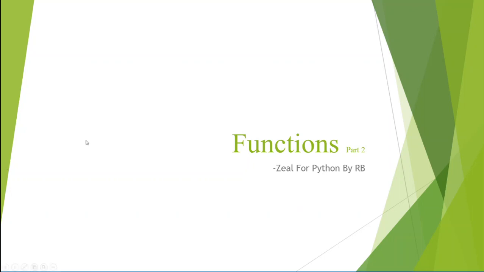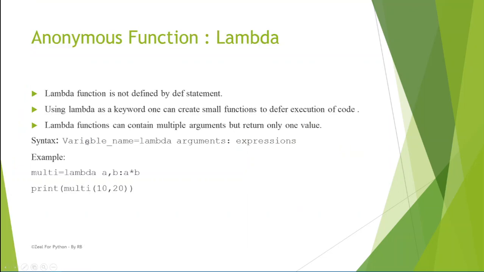In Python, we have a function called anonymous function, Lambda. Lambda function is called anonymous as it is not defined by def statement. We just use a keyword lambda to create one small inline function during the execution of the code.